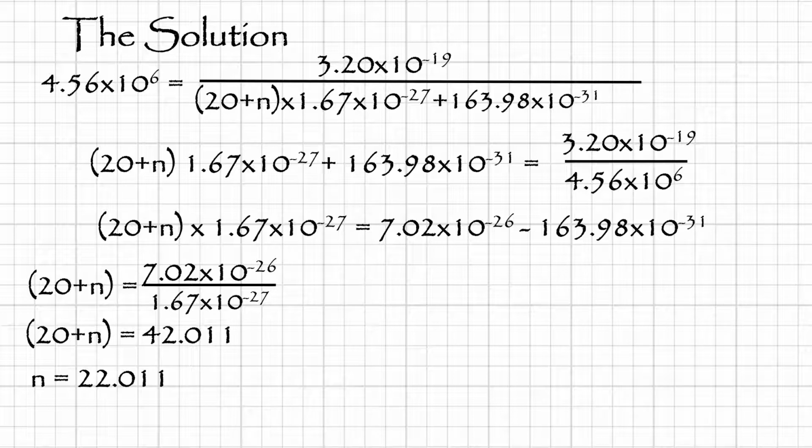Since we know that you can't have a fraction of a neutron, the number of neutrons in this isotope is 22.